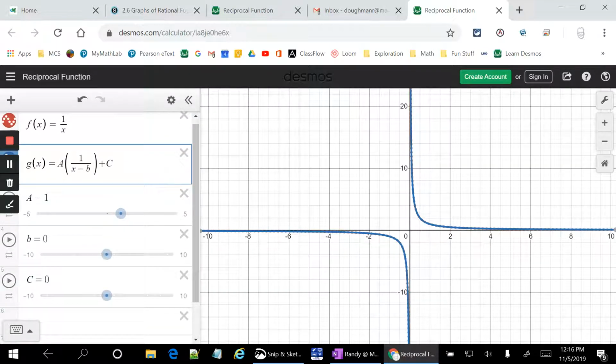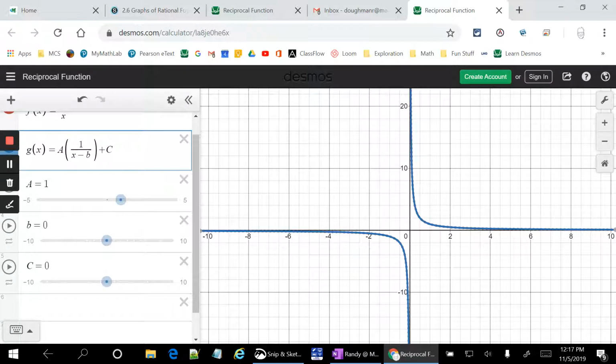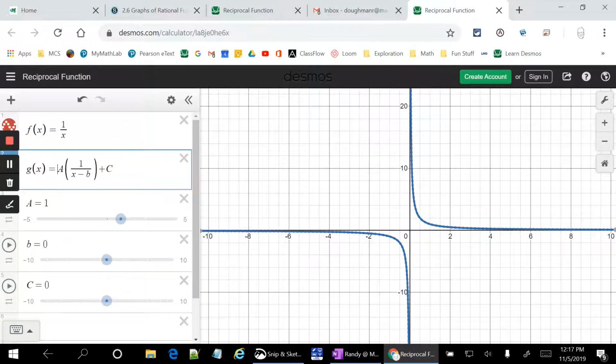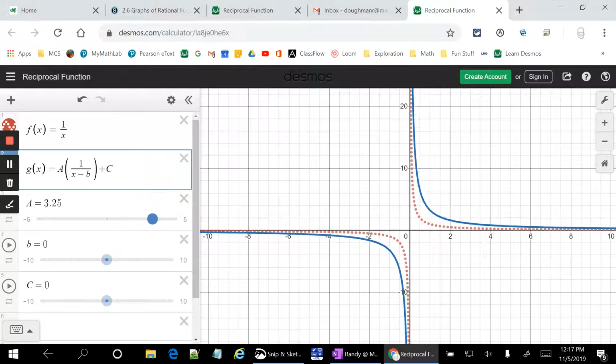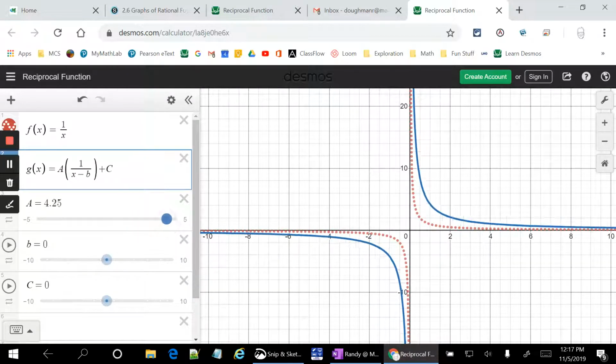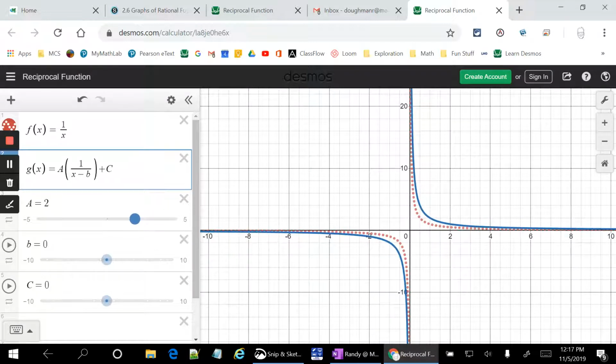All right. And the first thing I'm going to do is change a. So here's a. What number am I changing? If a is greater than 1, hopefully you see, just like before, it's a stretch in the vertical direction. We're taking every point on the graph and pulling away from the x-axis. Now I'm going to go back to a as 1, so it doesn't affect the graph.